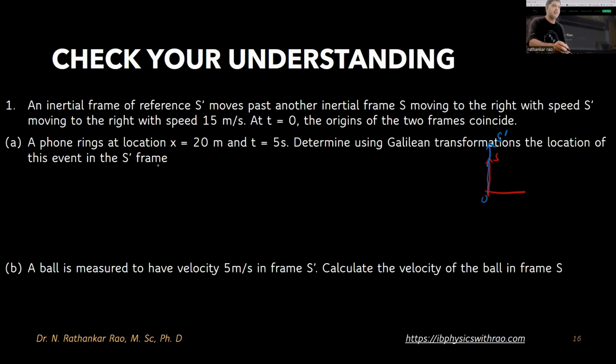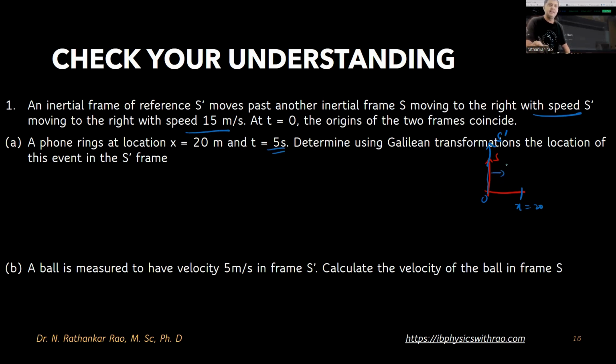Then a phone rings at location x equal to 20 meters and t equal to 5 seconds. Where is x equal to 20 meters? This is x equal to 20 meters, at t equal to 5 seconds. Then determine, using Galilean transformation, the location of this event in the S dash frame. Now what is happening to the S dash frame? The S dash frame is moving to the right with a speed of 15 meters per second. At t equal to 0, it was here. After 5 seconds, where will it be? This frame would have been moving like this.